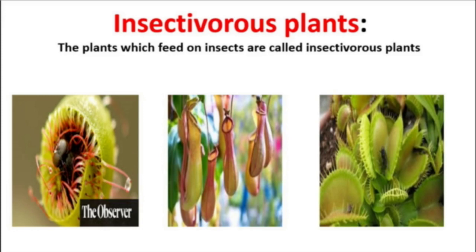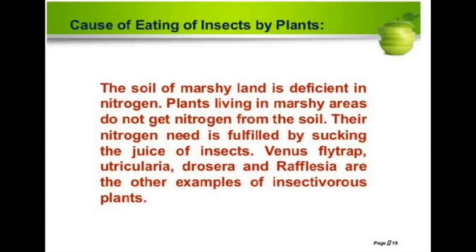Actually, the soil in which these plants grow is deficient in certain nutrients. So they eat insects to fulfill their nutrient requirement, especially nitrogen, because they grow in a marshy place, so their soil is not getting enough nitrogen. So that is the reason these plants developed into insectivorous plants.